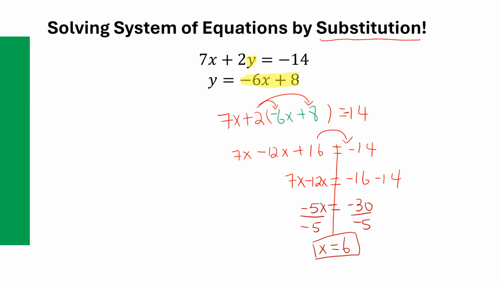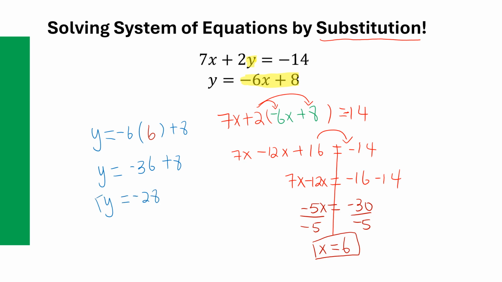We're going to use the substitution method again to plug x into either one of the equations to find what y is. And again, it doesn't matter, but the easier equation to use is y equals, since we're looking for y anyway. So we want to know what y equals: negative 6 times x. We know what x is. X is 6. And then plus 8. So therefore, y equals negative 6 times 6, which is negative 36, plus 8. And negative 36 plus 8 gives us negative 28.